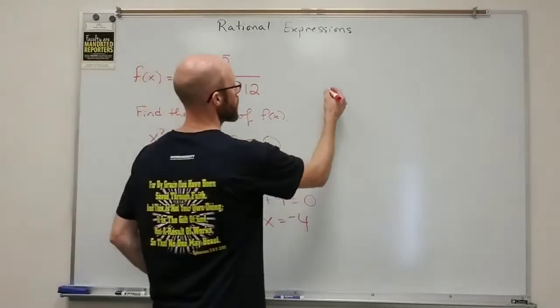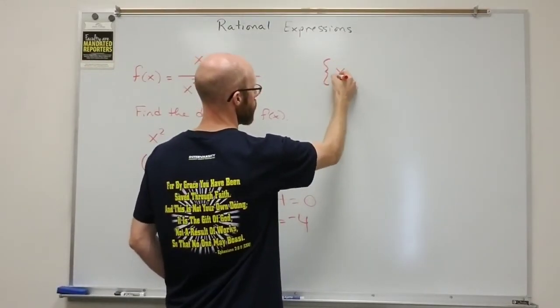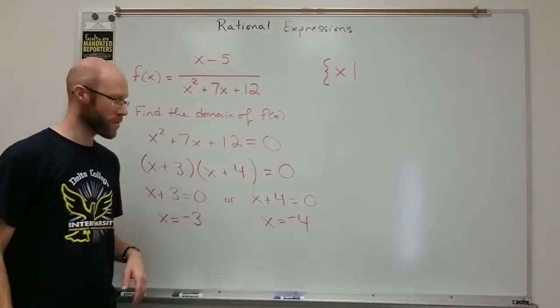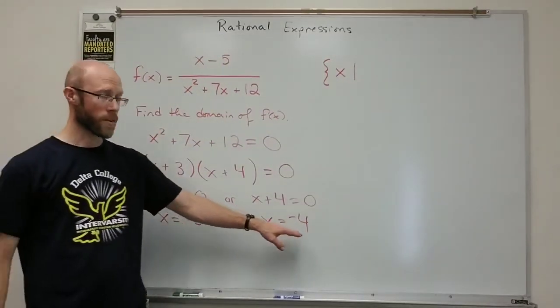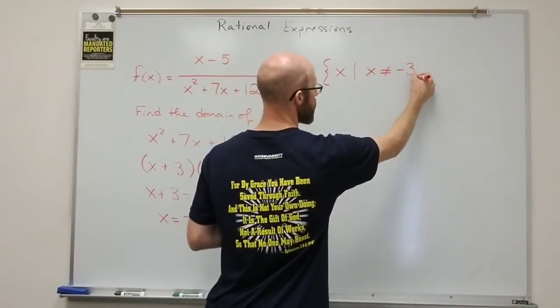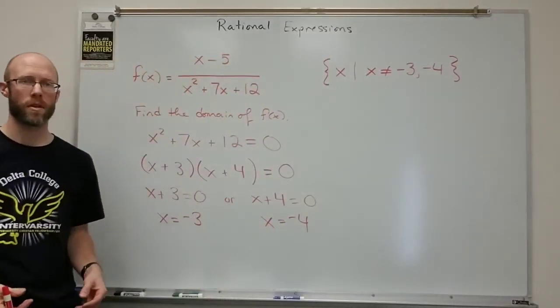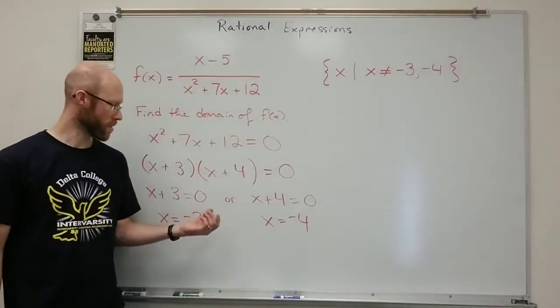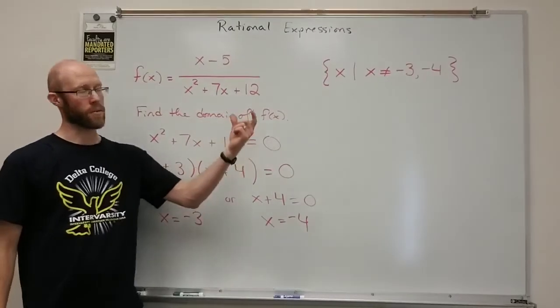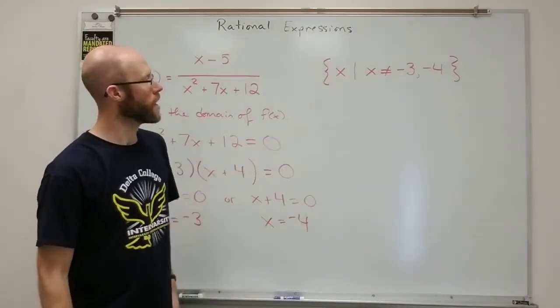So the domain then is going to be, in set form, all values of x that are not equal to -3 or -4. So such that x is not equal to -3 or -4. Now I just put a comma in there. You might see some people are a little bit sticklers about writing x equals -3 and x equals -4 or something like that, but this is fine.